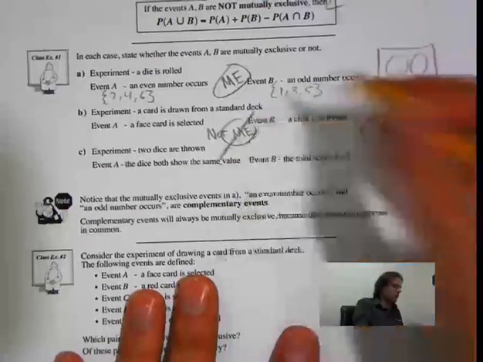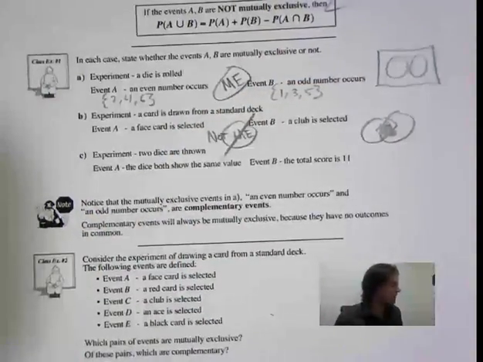Or I'll put this in a line through it. It's not mutually exclusive. Ooh, got a little bit too carried away. There. So, now let's take a look at the next experiment.